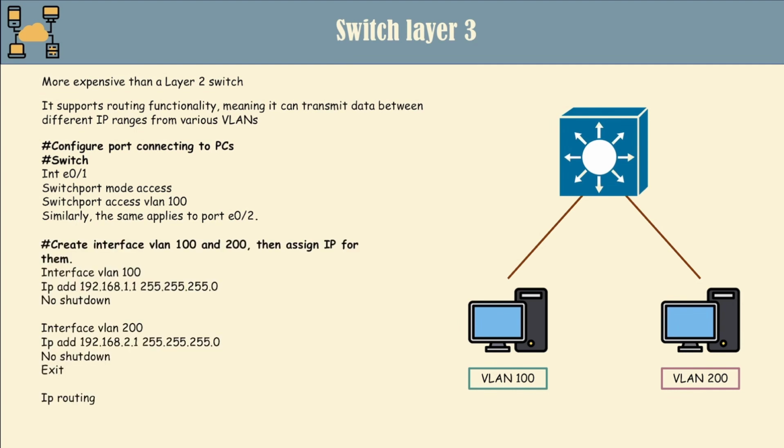I won't set IP addresses for these two ports. I will set IP addresses on the VLANs. IP routing. The ip routing command enables routing functionality on the switch. Without entering this command, VLANs won't be able to ping each other.